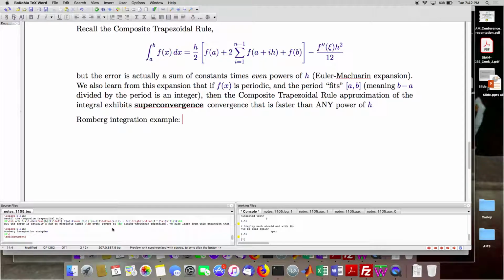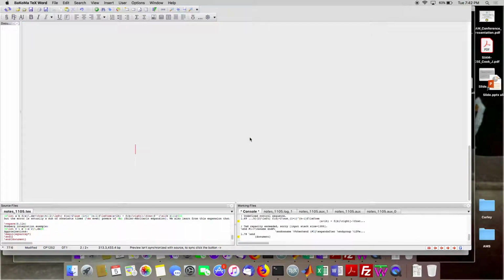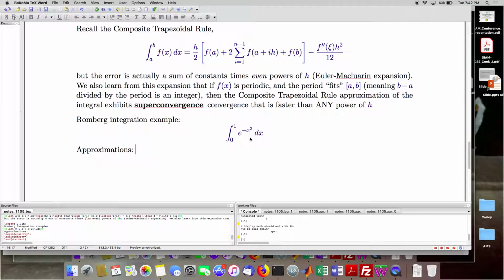So the integral in question is a Gaussian function, e to the minus x squared dx. Okay. So here are the approximations that are computed, in the order in which we can compute them.